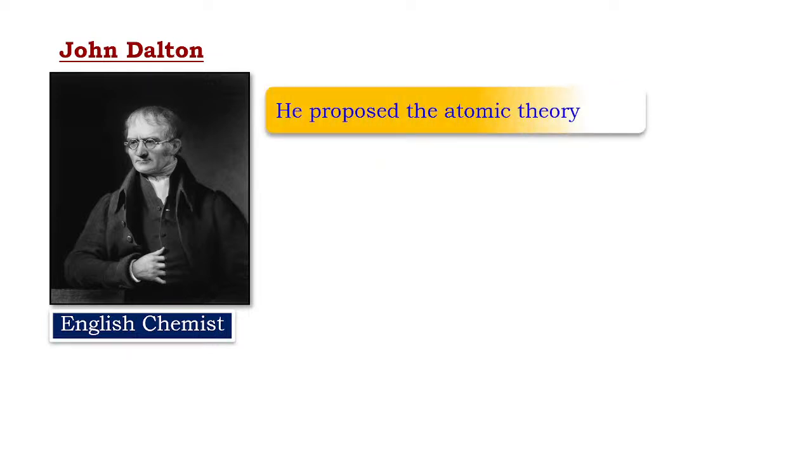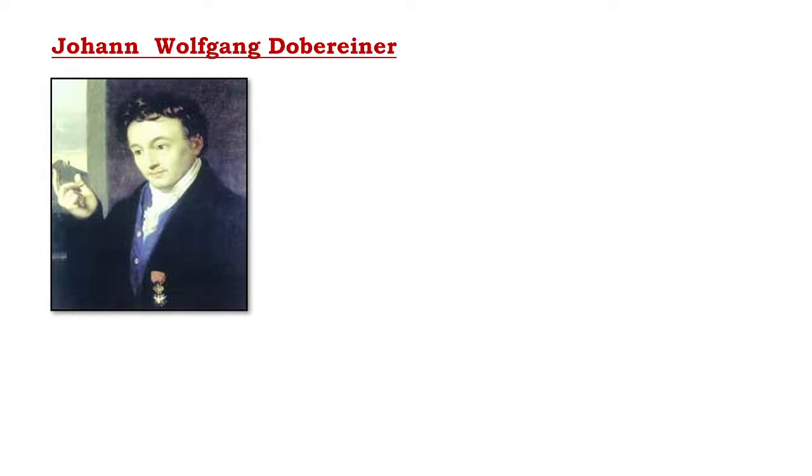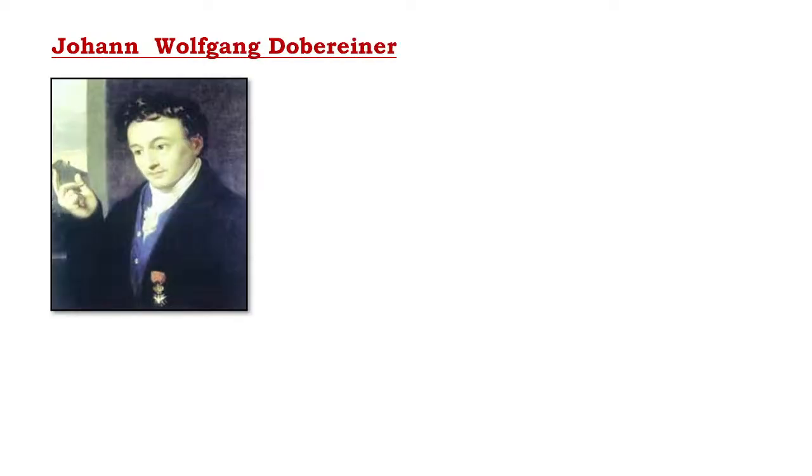This person will be seen in physics also, once again in the atomic chapter. He proposed the atomic theory. Five postulates of atomic theory: atom is the smallest particle of an element. It can neither be created nor be destroyed. Right? Yes. So like this we have Johann Wolfgang Döbereiner.